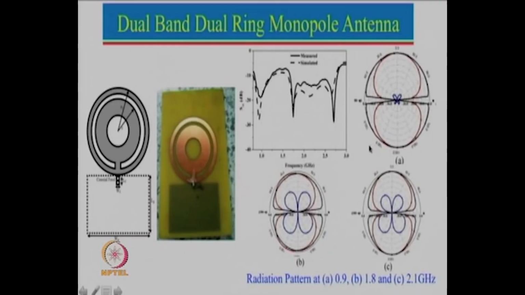You can see that at 900 megahertz it is a very good, symmetrical pattern. Over here the pattern is fairly good, there is a little bit of asymmetry, but that is still within 1 to 2 dB, which is acceptable for most applications. And then at 2.1 gigahertz also you can see that the pattern is very symmetrical, very similar to that here. So by using this configuration we could get a relatively symmetrical pattern.